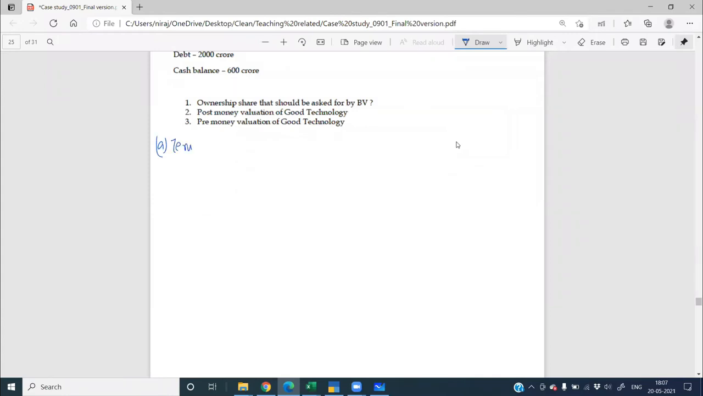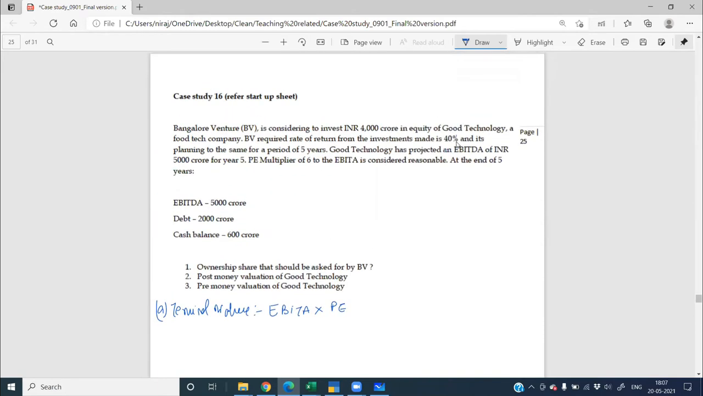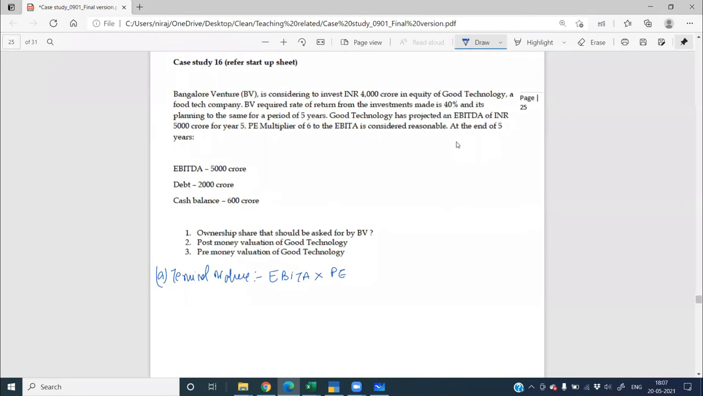Sir, the EBITDA here is given for 5 years together, for every year, so we will have to multiply it. So terminal value we have to calculate. We will calculate how? EBITDA into P. The 5th year EBITDA that has been given to us is 5,000. So EBITDA is 5,000 into P, which has been given to us as 6. So our expected value in future, that is our terminal value, will be nothing but 30,000.